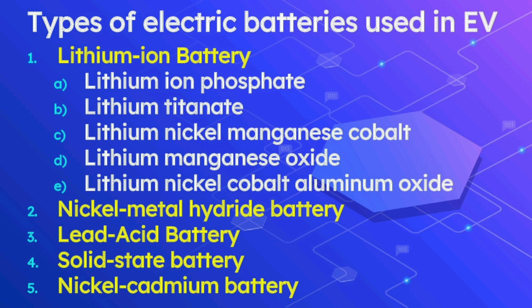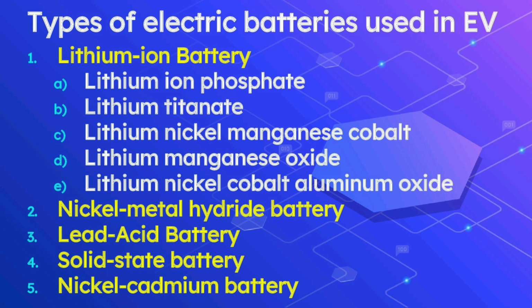Types of electric batteries used in electric vehicles. There are five types of electric vehicle batteries: lithium ion battery, nickel metal hydride battery, lead acid battery, solid state battery, and nickel cadmium battery. The lithium ion battery is subdivided into five types: lithium iron phosphate, lithium titanate, lithium nickel manganese cobalt, lithium manganese oxide, and lithium nickel cobalt aluminum oxide. These are the types of batteries used in electric vehicles.